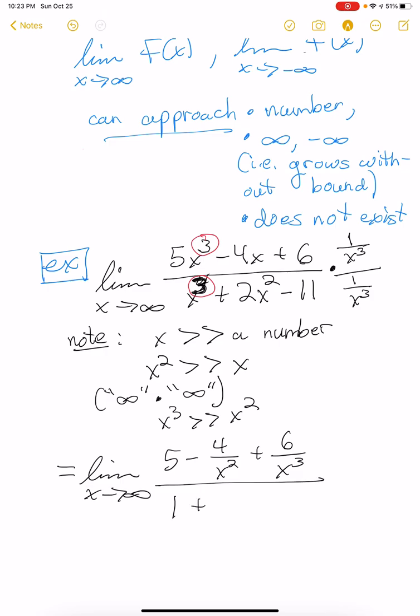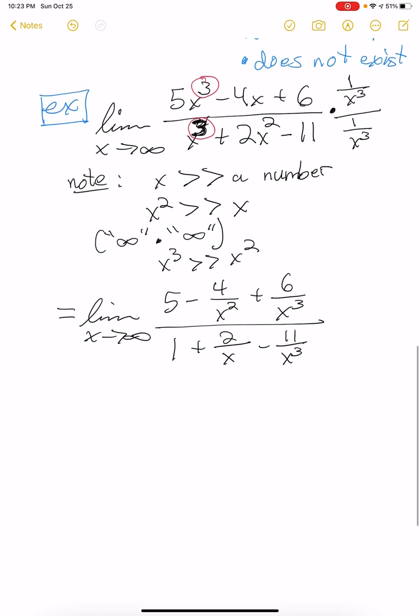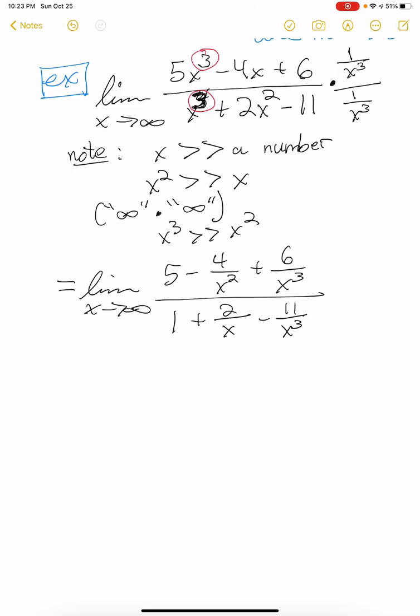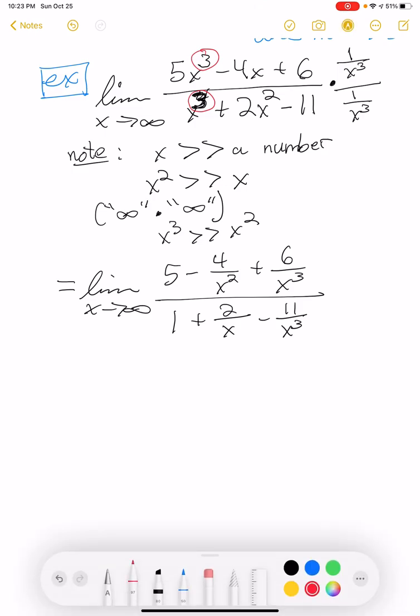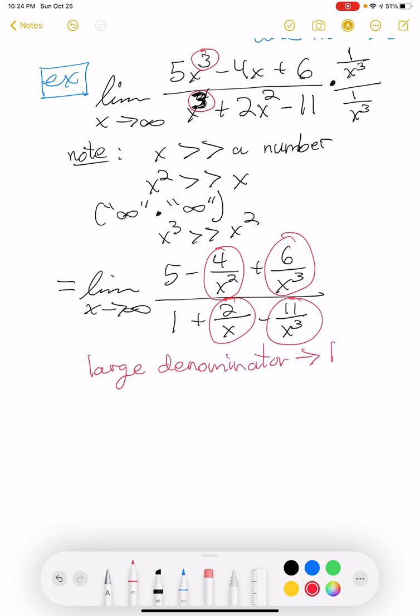And what happens is that the highest power conveniently is just a number now. Well, why should I care about that? The idea behind this now is that everything else, we have a number over something that's huge. So a large denominator means that we're going to have a tiny fraction. So in this case, the denominators are getting bigger and bigger and bigger without bound. That means the fractions are getting smaller, smaller, and smaller without bound again.